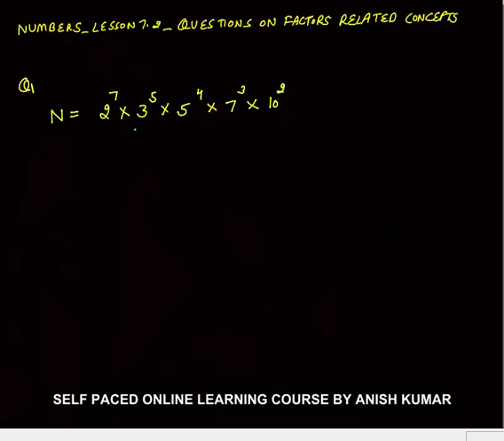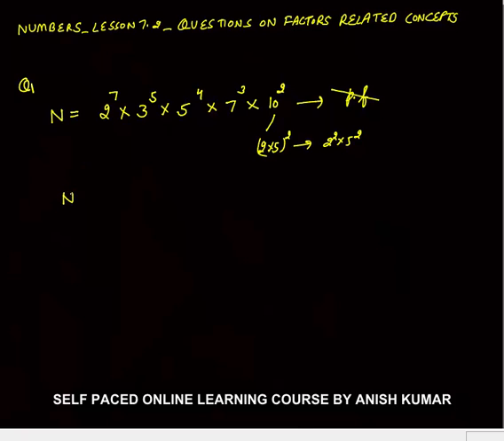Can I say that straight away I can apply the total factor formula? No, because this is 10 square. This is not the prime factorization, because 10 is not a prime number. So first we will convert this into prime factorization. 10 is what? 10 is 2 into 5. So 10 square is equal to 2 square into 5 square.